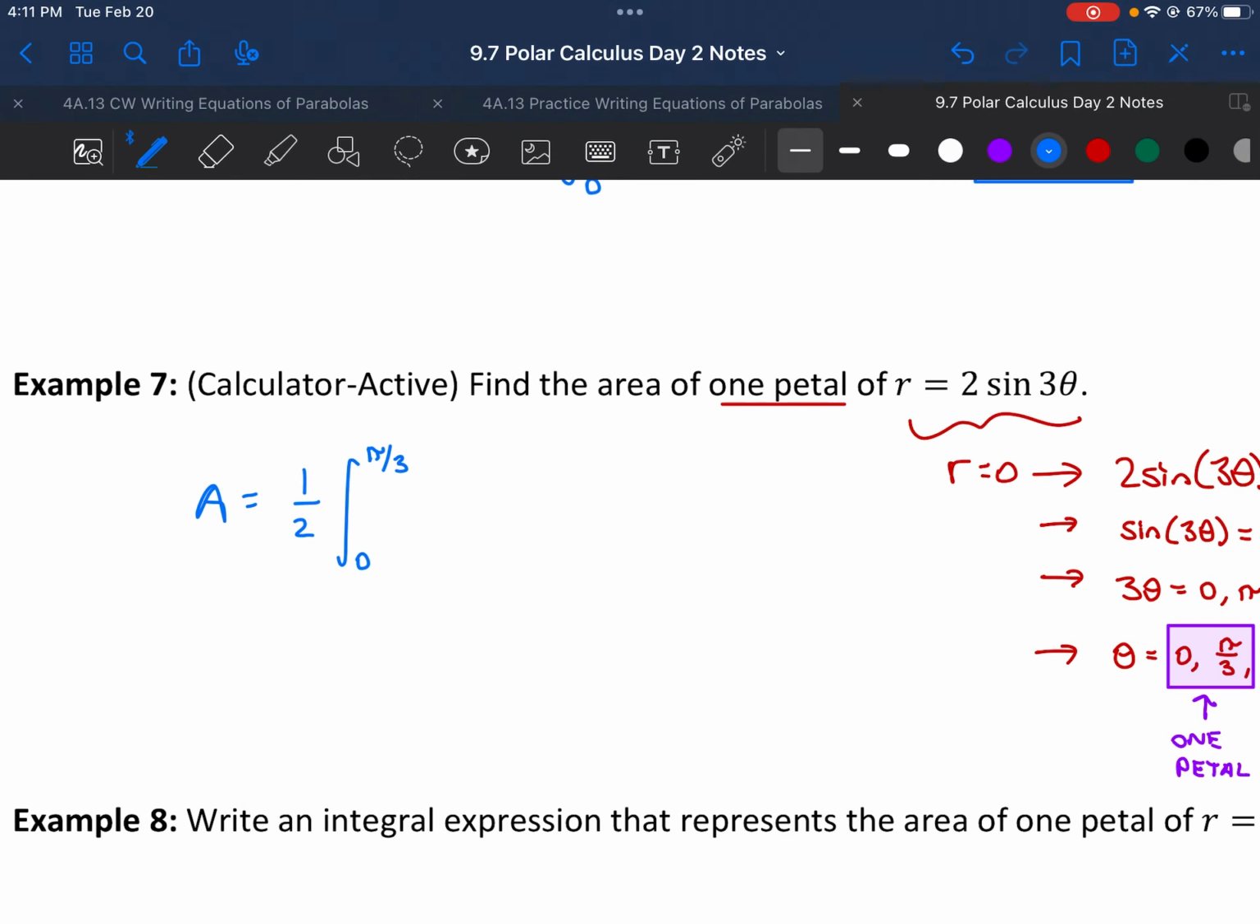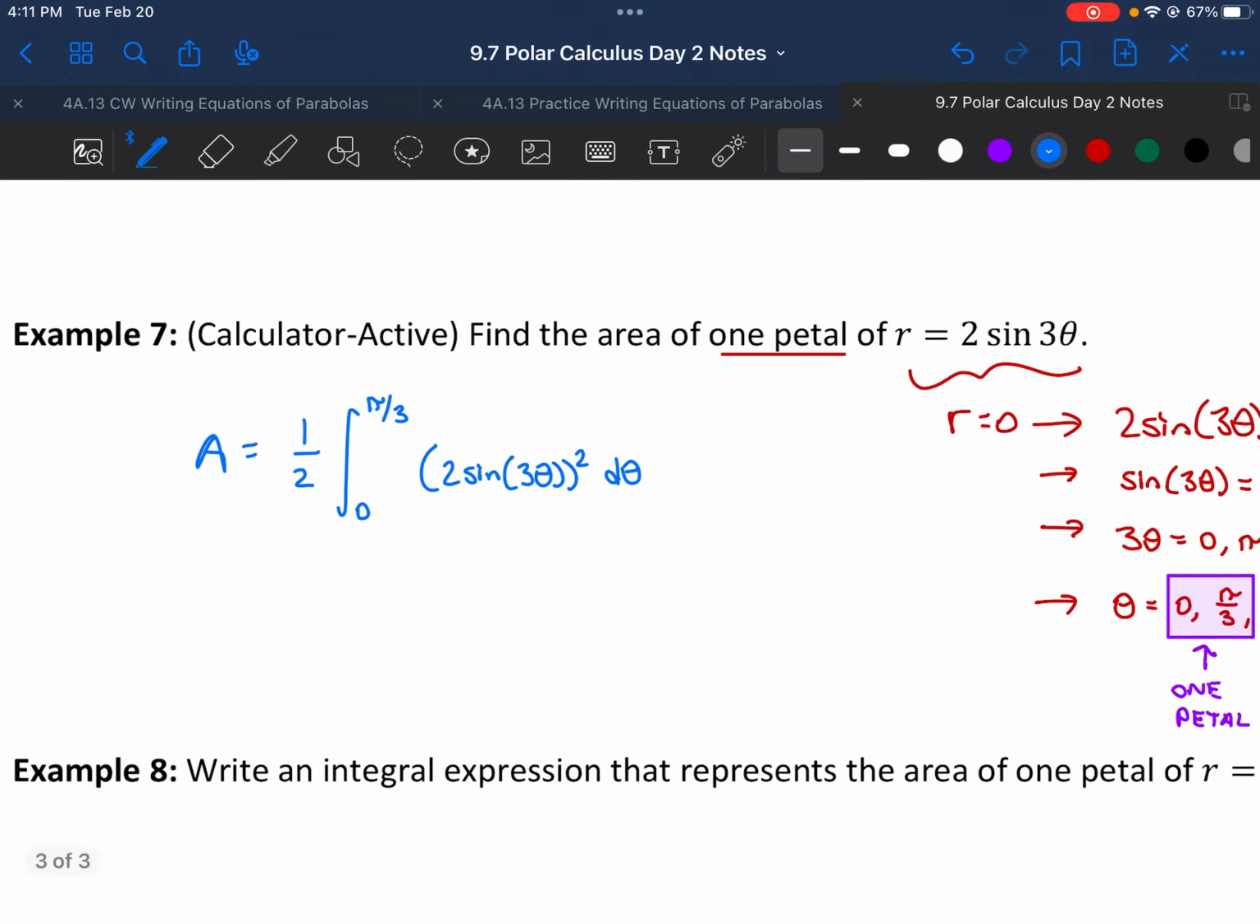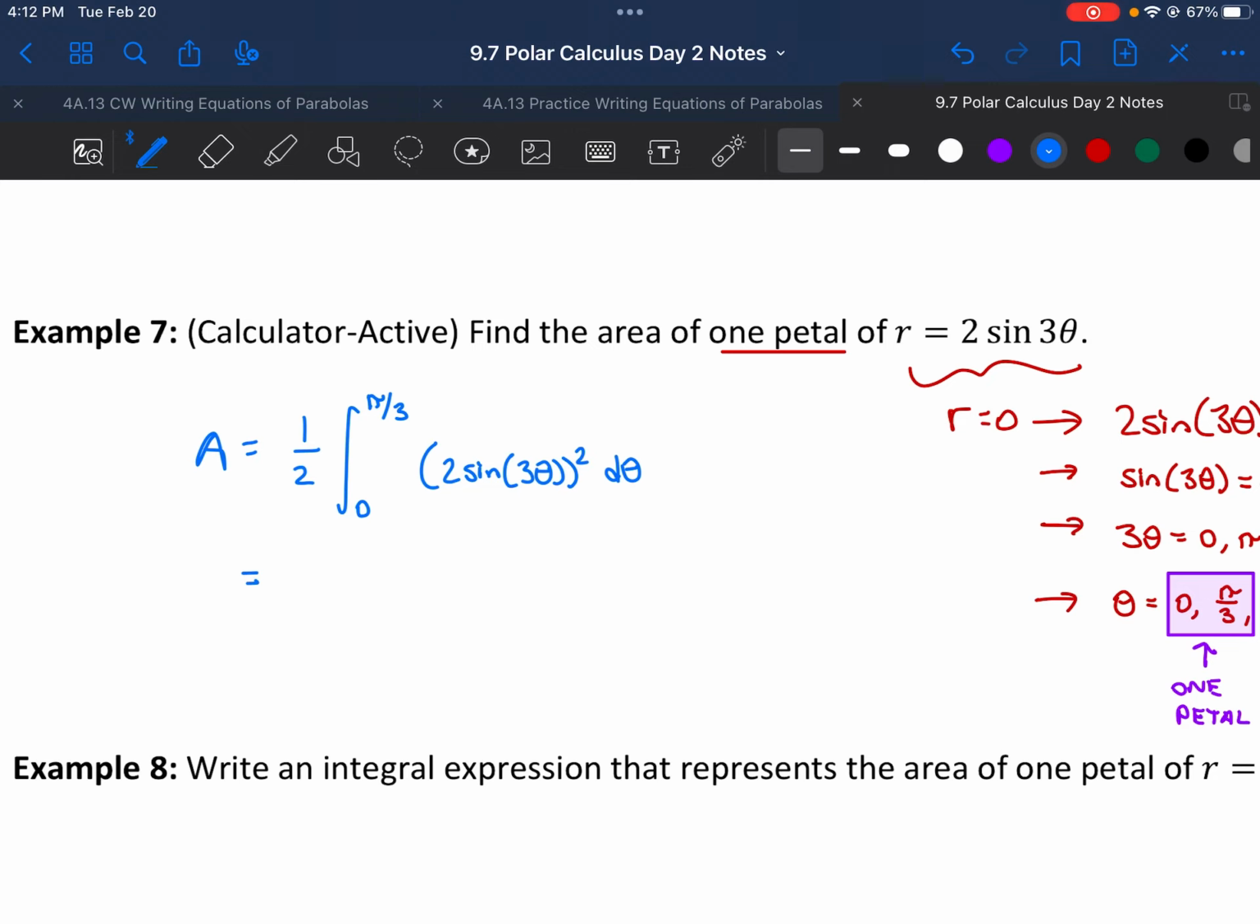Okay, so 0 to pi over 3, we get a single petal, and then we're going to have our function 2 sine of 3 theta squared d theta. So 1/2 integral from 0 to pi over 3, 2 sine of 3 theta squared d theta. Go ahead and plug that into your calculator. I ended up getting 1.047.